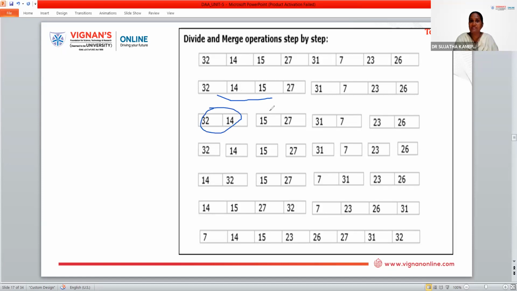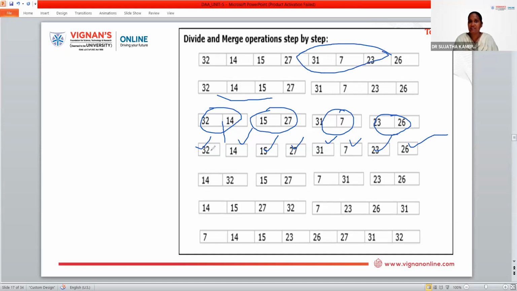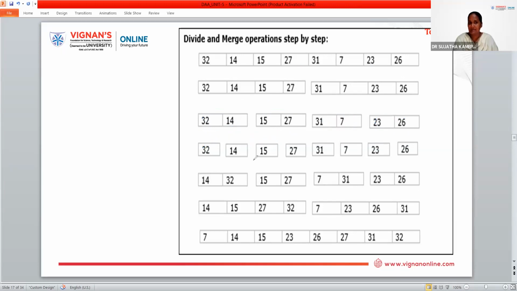This contains 2 elements and this contains 2 elements. Again, this also is divided into 2 parts. This contains 2 elements and this contains 2 elements. Again, this subarray is divided into 2 parts. First one contains a single element, second one also contains a single element. Now this is also divided into two parts, this one and this one. This is also divided into two parts, and this is also divided into two parts, right? Now the given array which contains 8 elements is divided into 8 subarrays.